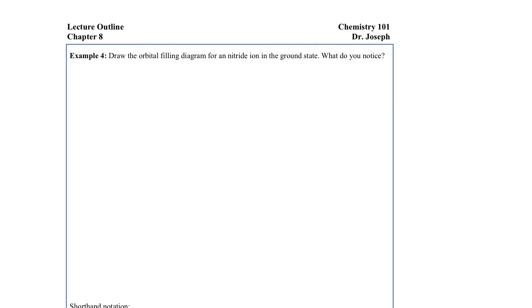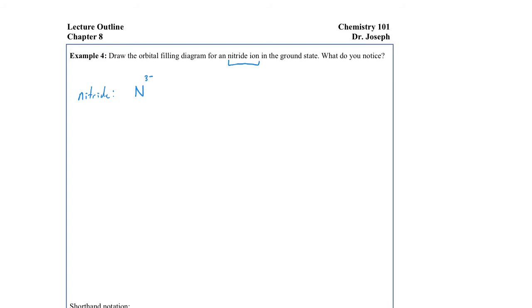Okay, so the first thing that you are going to need to do is figure out how many electrons this nitride ion actually has. So what is a nitride ion? Well, it's a nitrogen that has a charge, and you might remember that nitride, if you look at the periodic table, or you might just remember this, nitride is nitrogen with a negative charge, specifically with a 3 negative charge.